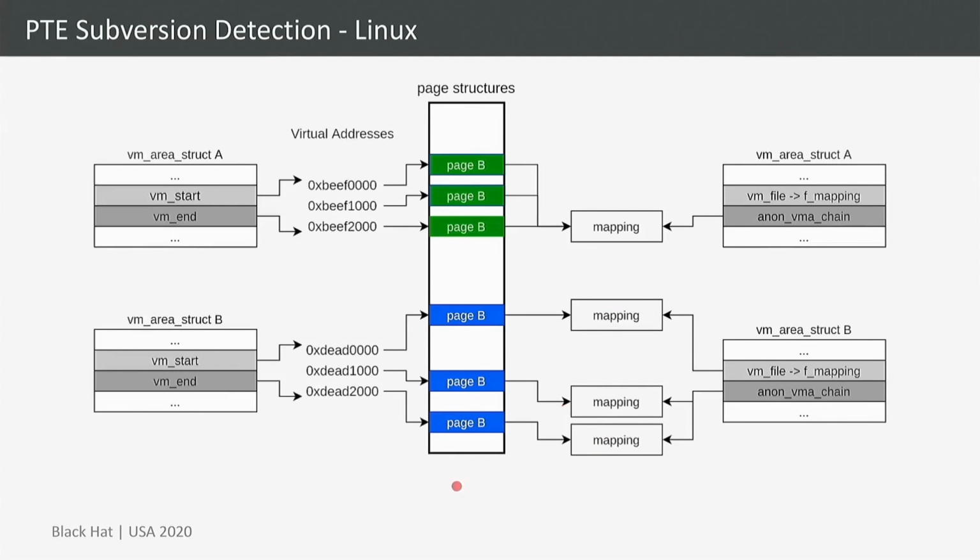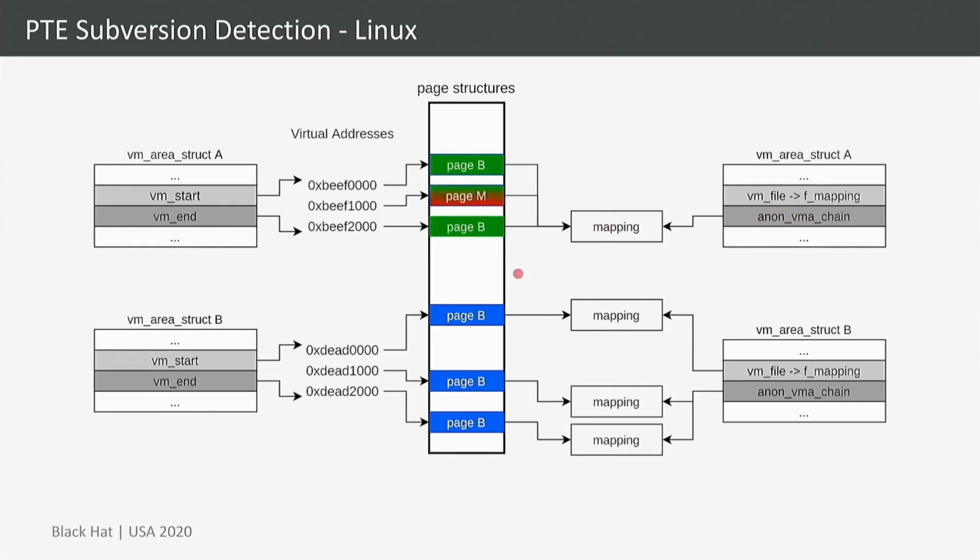Okay, now let's have a look at the other side. When we are enumerating the virtual addresses for a VM area struct, we can resolve them to the page frame number, and by that get the corresponding page structure. And again, we can collect them based on the mapping. In this case, we have 3 virtual addresses with the 3 page structures which belong to this mapping, which also corresponds to the mapping for this VM area structure.